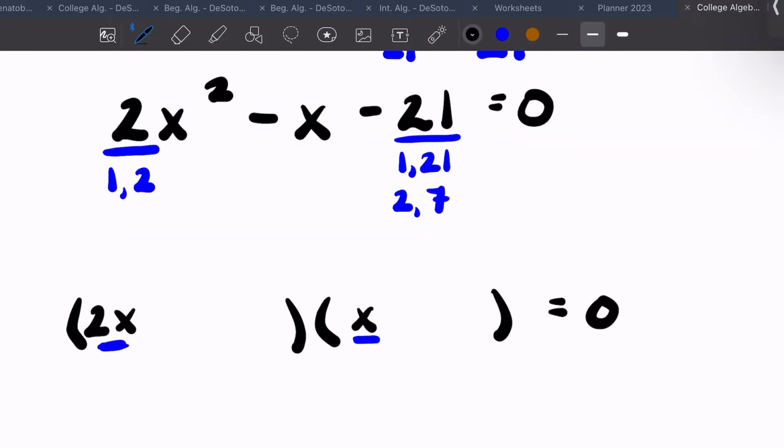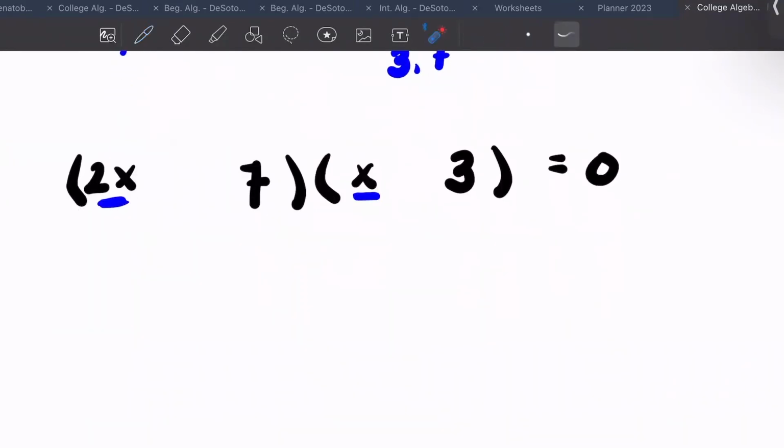So I'm not going to use 1 and 21, because that's just not going to give me -1. You should be able to figure that out fairly quickly. And I should have put 3 and 7. I hope you caught that. So I'm going to use 3 and 7, and I need them to add to 1. So I'm going to put my 7 here and my 3 here.